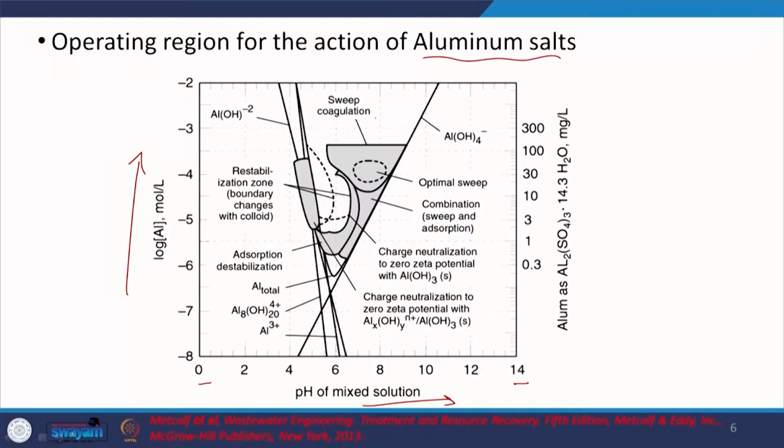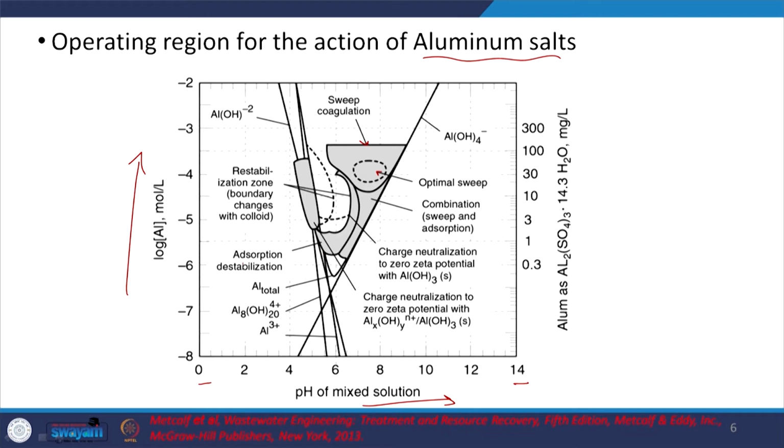Let us look at that. So, here where we expect most of the aluminum to precipitate out, let us say pH 6 to 8 and 4 to 5, you see sweep coagulation occurring, right, that is what we see here, and optimal sweep has a particular location here. And here it looks like charge neutralization to zero zeta potential with Al(OH)3 solid. So, that also seems to be happening, right, different ways, and charge neutralization to zero zeta potential with a different kind of solid, let us say, right.